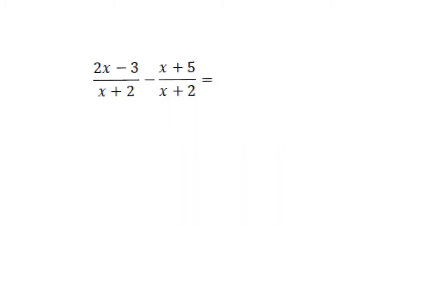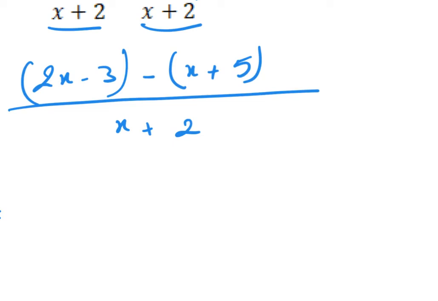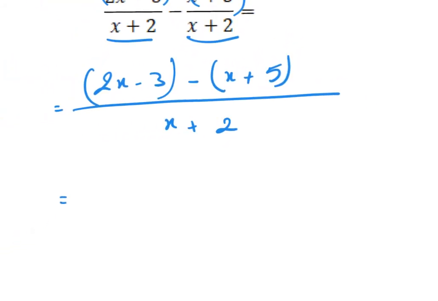So in this problem, we're going to subtract rational expressions with the same denominator, like denominators. We combine them: it's going to be 2x - 3, minus, since we have the same denominator, we subtract both. Make sure you have parentheses here because you have a negative sign, over x + 2. And we're going to continue here, with x + 2.